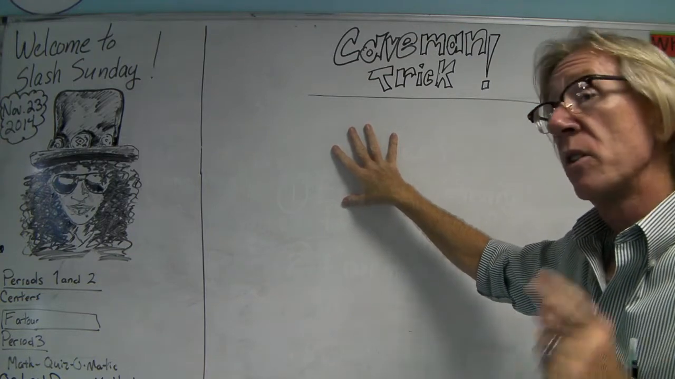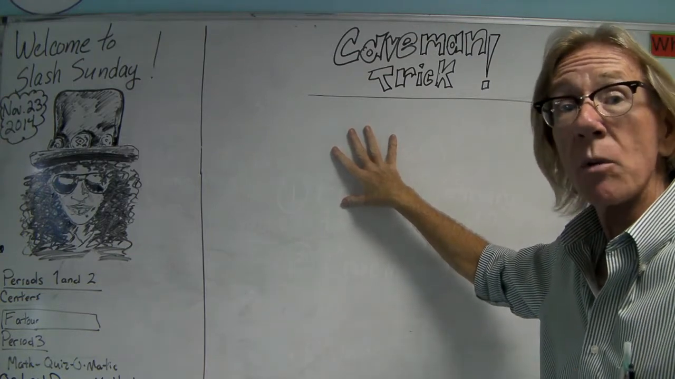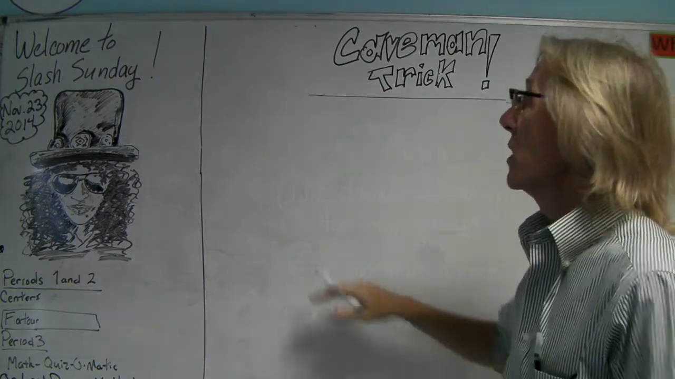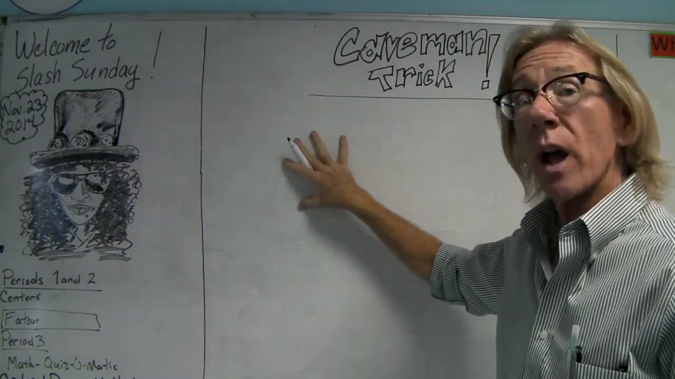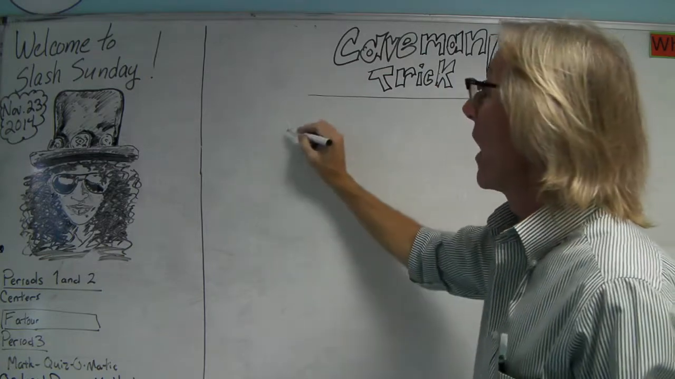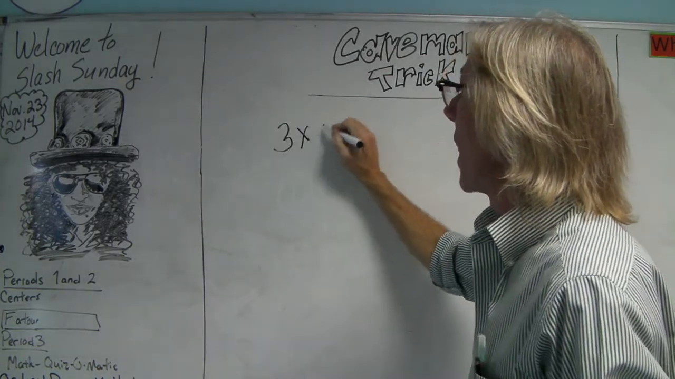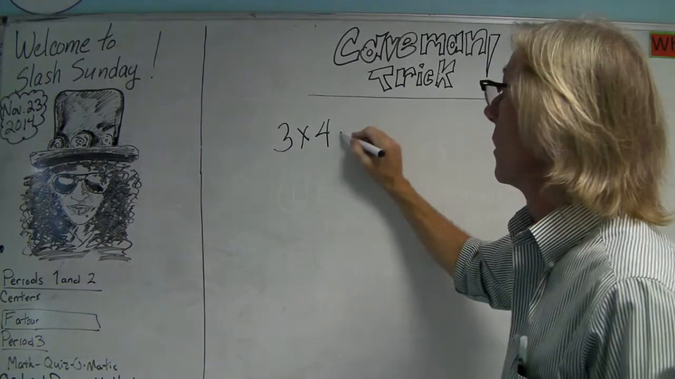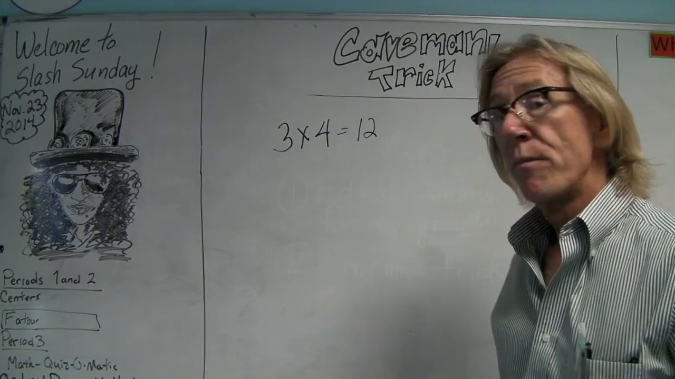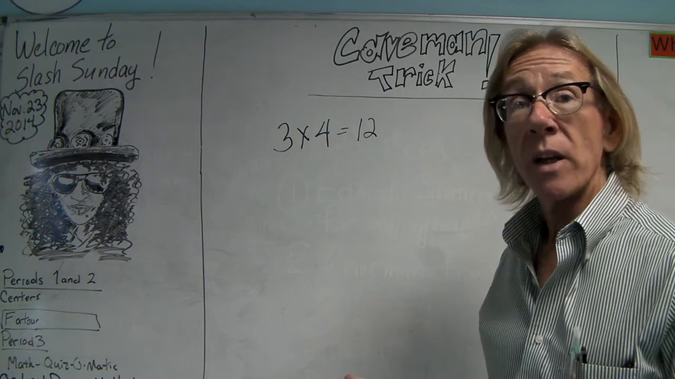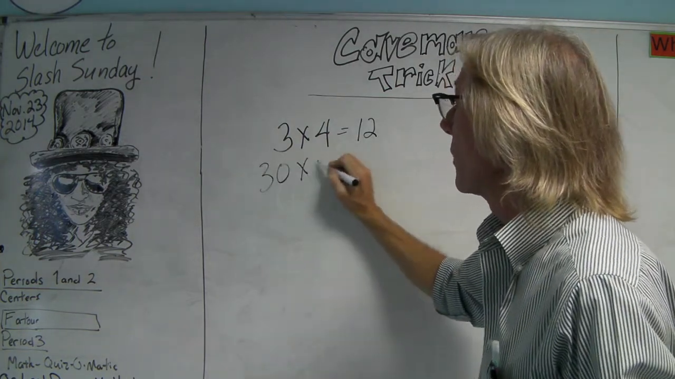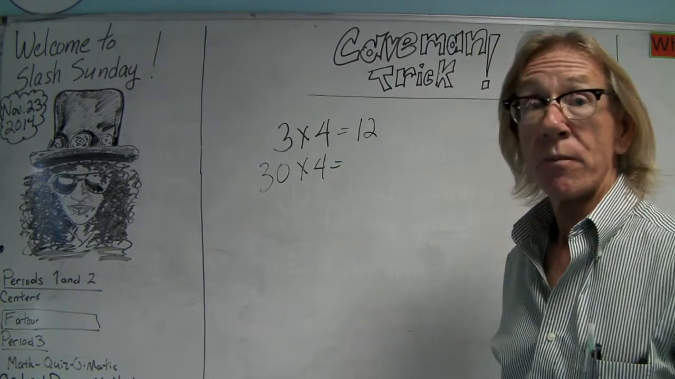It's called the caveman trick because it's the first trick, because once you know your times tables, then you can start using tricks. And here we go. We're going to start with something really easy, okay? It's something we all understand, and that's 3 times 4. We all know that 3 times 4 equals 12. But what we don't know automatically is what 30 times 4 is. And this is the caveman trick.